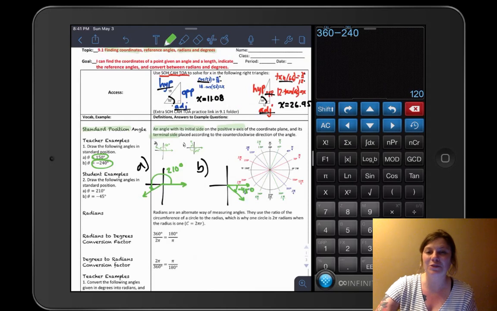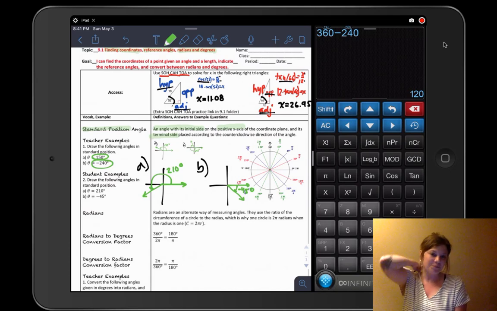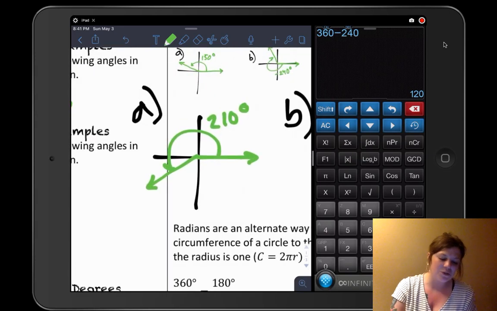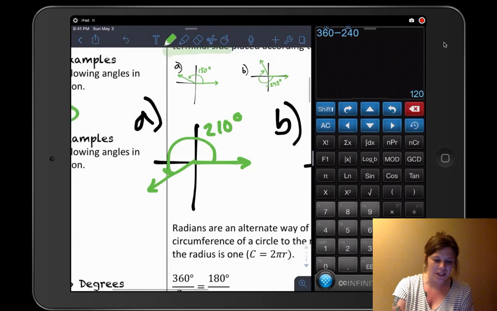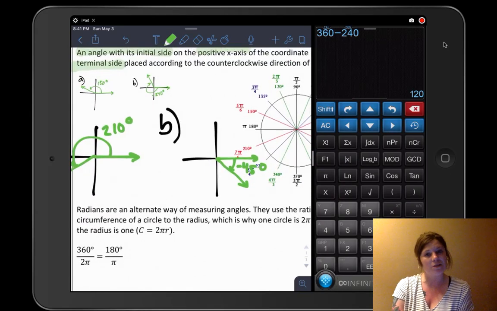Okay, hello, back at it. So we are gonna just check our answers. Hopefully that wasn't too tricky for you. The first one is 210. That one is just on the circle that I gave you over here. So hopefully you're able to just know that you need to write your initial side and your terminal side and then label it in the correct direction.